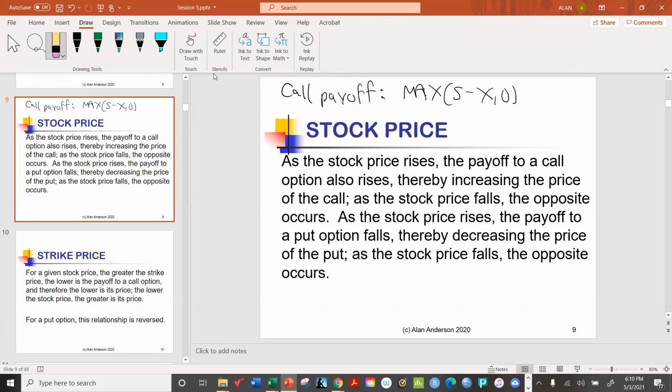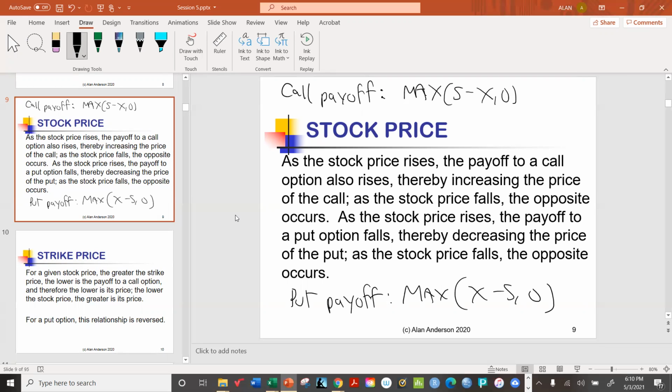And of course, the put payoff is the opposite. The put payoff, we're hoping for the stock price to fall because the payoff is structured as max of X minus S and 0. And so that means if S goes up, then the payoff goes down because we're subtracting S rather than adding it. So the stock price goes in the same direction as the call price and in the opposite direction of the put price.